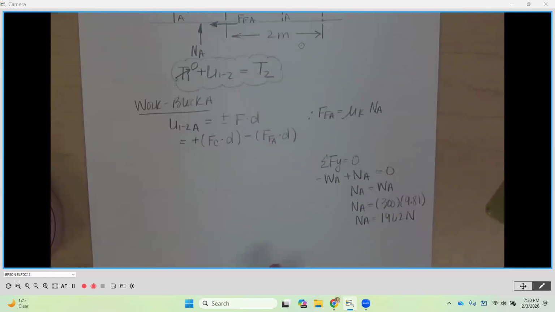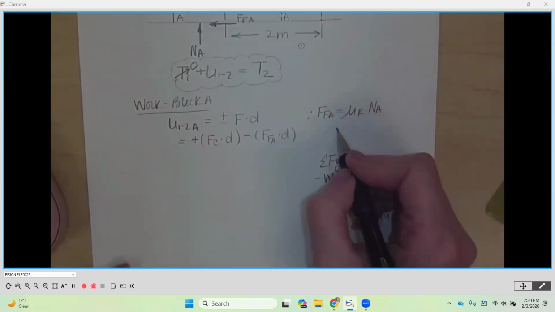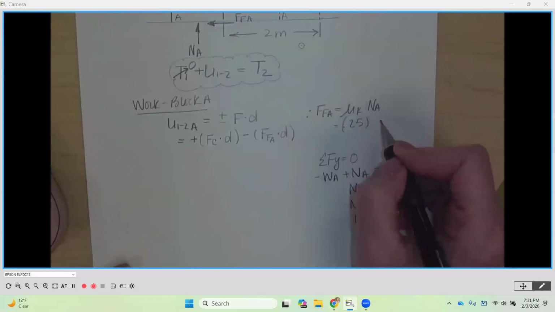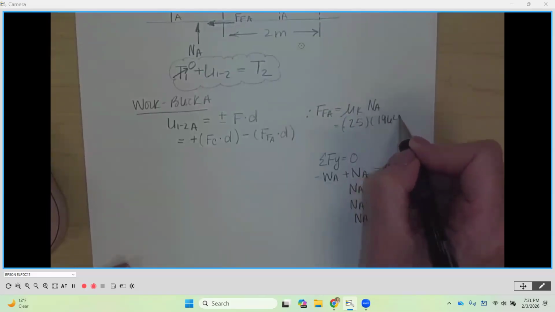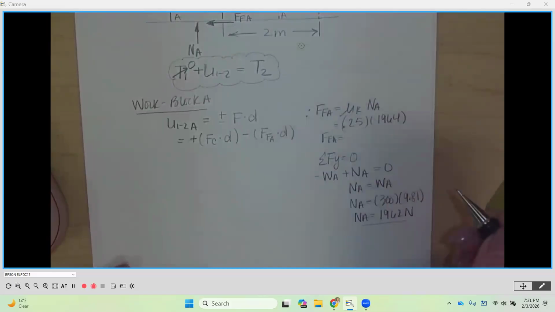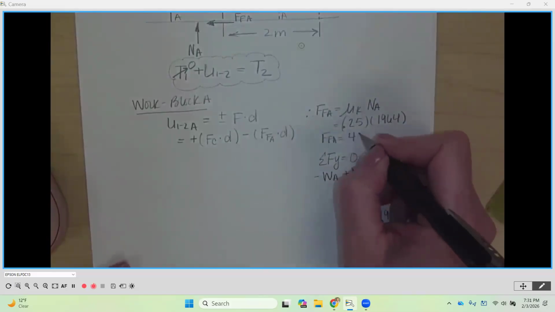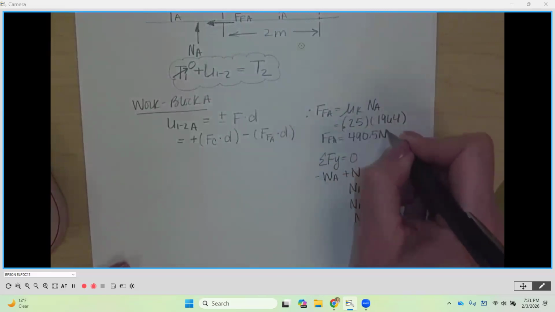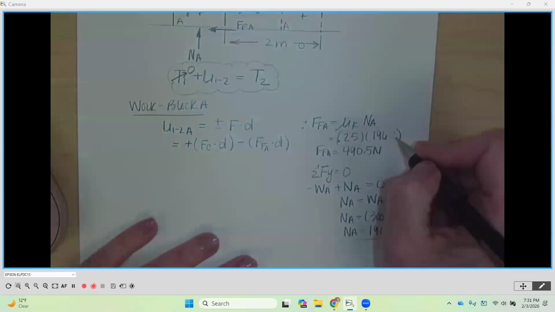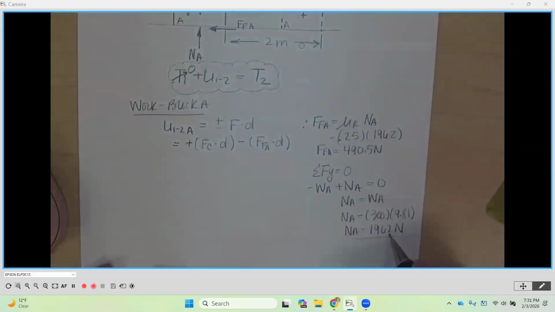Do you guys get the same thing, if you're doing it with me? So that's NA. Now we're going to use NA up here. We know that our coefficient of friction is 0.25 from the problem, times 1962. So our friction force at A, I got 490.5 newtons. You were at 1962, not 1964. Oh, shoot, 62. Thank you. Yep.